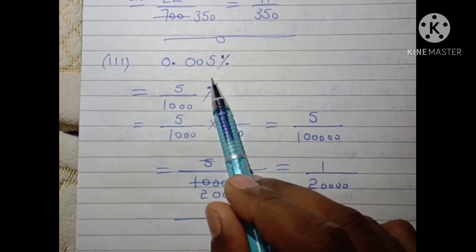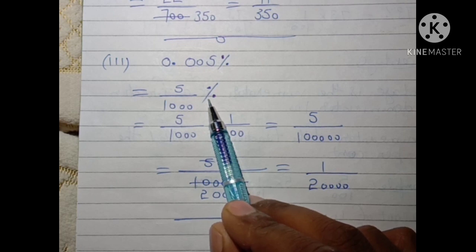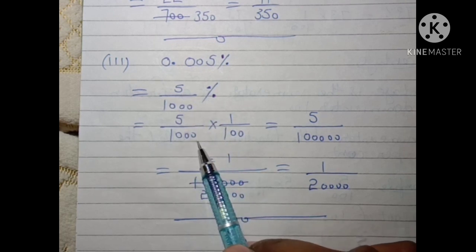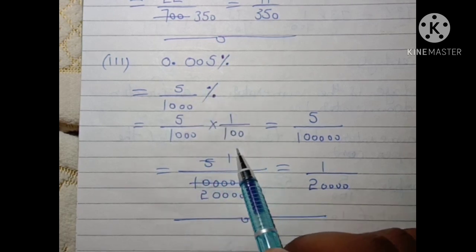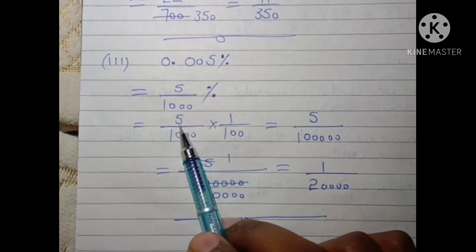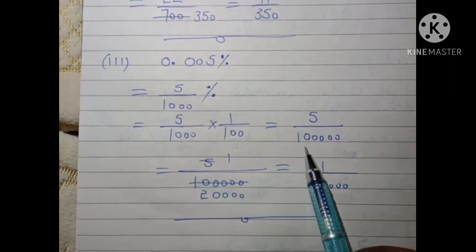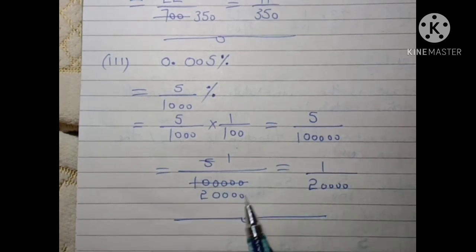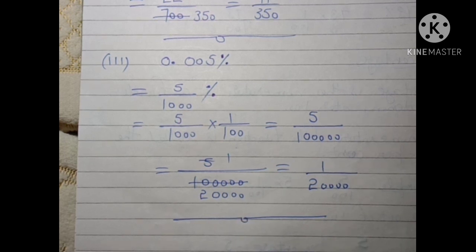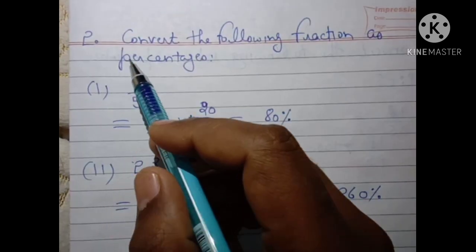And now we have to remove this percentage again. How can we remove it? Write down this 5 by 1000 as it is, multiply by 1 by 100. So it will become 5 ones are 5 and 100 and 1000 when multiplied it will become 1 lakh, and after cancellation it will become 1 by 20,000. So this is the solution of the first sum. So I hope this is clear to you. Okay, now see the second sum.